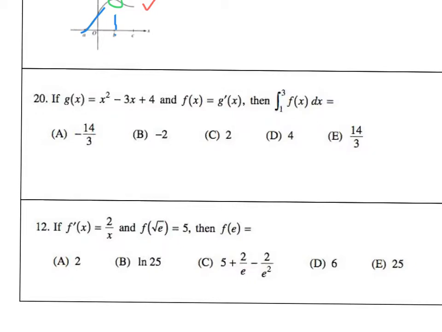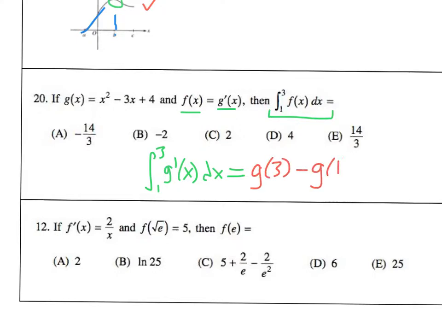So we've got g of x, and we've got f of x is equal to g prime of x, okay. And then we've got the antiderivative of f of x. Okay, so I'm going to replace that with g prime of x and talk about this as the integral from 1 to 3 of g prime of x dx. And this is understanding that derivatives and antiderivatives are opposites. Derivatives and integrals are opposites. So we're looking at g of 3 minus g of 1. We're given g, so we can just plug 3 in, plug 1 in, and we're done.